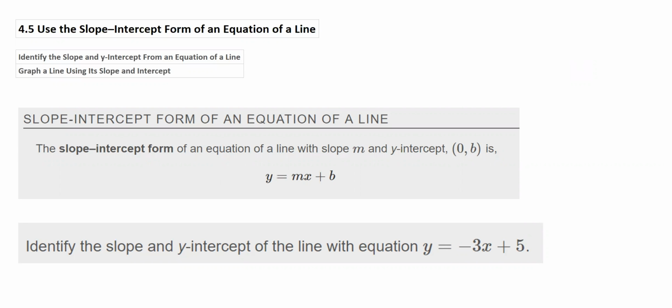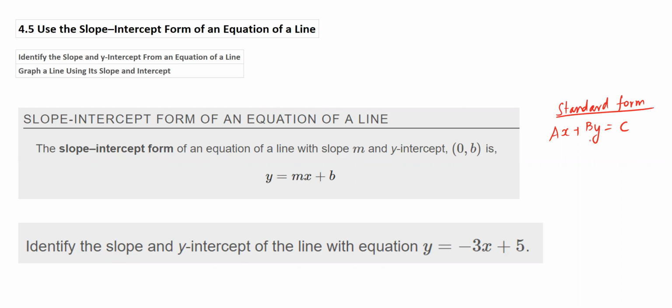Okay, a quick recap. We did see ax plus by equals c to be the standard form. We want an x and a y on one side and a constant on the other side. But here we're looking at slope-intercept form.